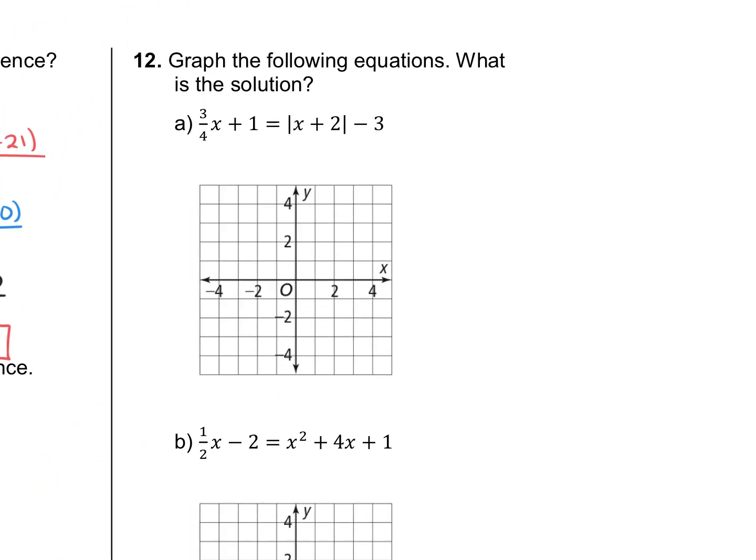Number 12. I give you 2 graphs, and you are going to solve the equations finding their intersections. Okay, so on these ones, you actually have to graph them. So let's go over how to graph and the process we take for this. What do I want you to do first with this? Separate them as their own. So we get y equals, our first equation is 3/4 x plus 1. Our second equation is y equals absolute value of x plus 2 minus 3. Which of those are you most comfortable with graphing?